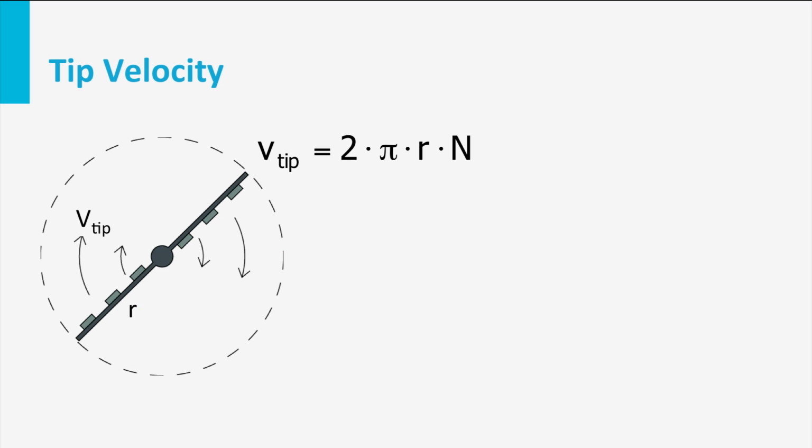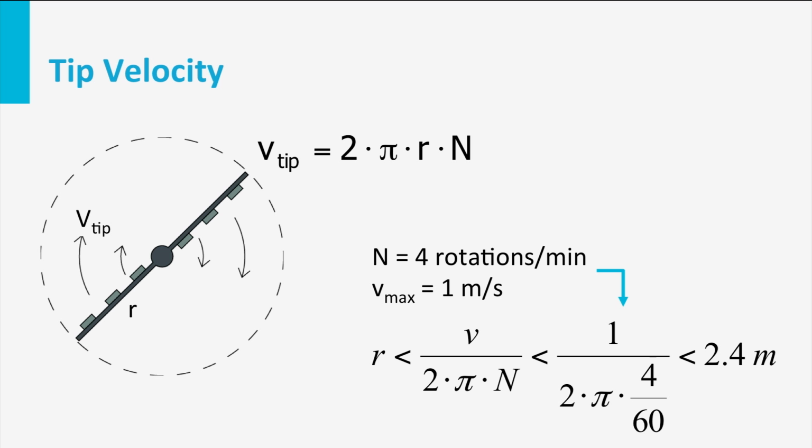Last important point for the design of a flocculation device is the risk for floc breakup, especially at the tips of the stirring devices where the velocities can locally be very high. To avoid these high tip velocities, the radius of the stirring device should be maximized.